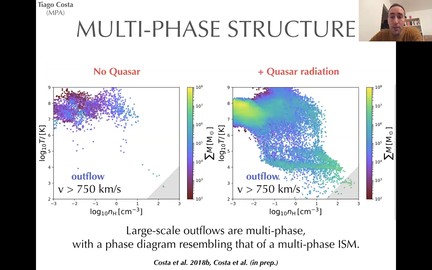But remarkably, once you include the quasar radiation, you find that the phase diagram of the outflow starts resembling the phase diagram of a multi-phase ISM, such that there is outflowing gas which is very dense and very cold, some outflowing gas which is warm and ionized, and some outflowing gas which has very low density and very high temperatures, spanning more than 5 orders of magnitude, both in density and temperature. So these radiatively driven outflows are quite powerful, and they are also multi-phase.